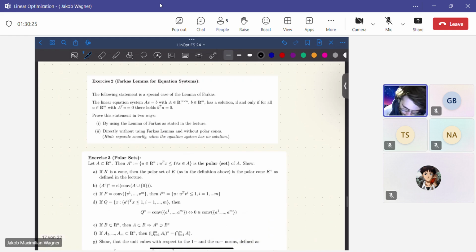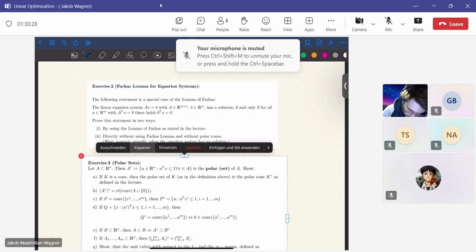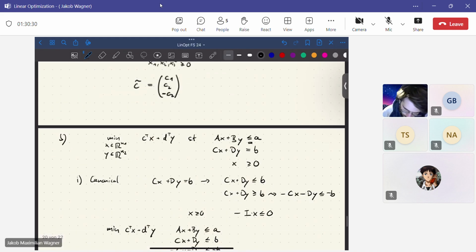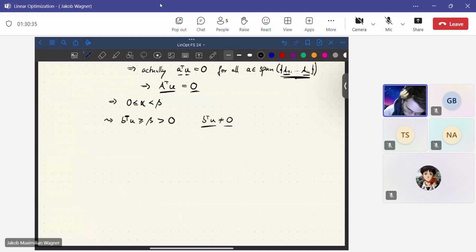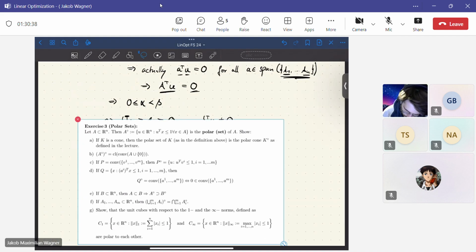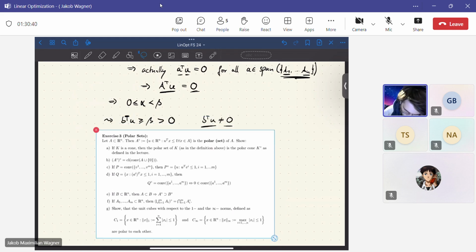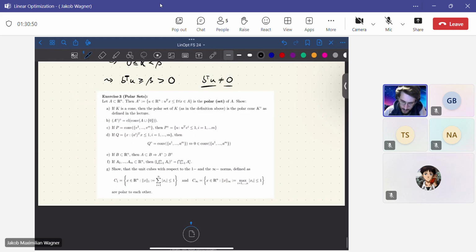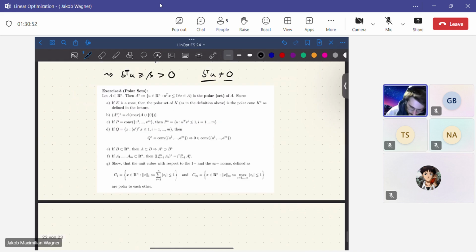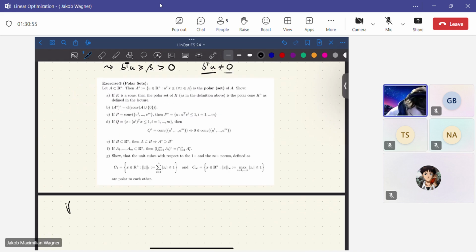So there's one exercise left remaining. And there I wanted to talk a bit about polarity. So in the lecture where we talked about the tangential cone and the normal cone, we introduced also the polar cone. So we said that if K is a cone, the polar cone of K.